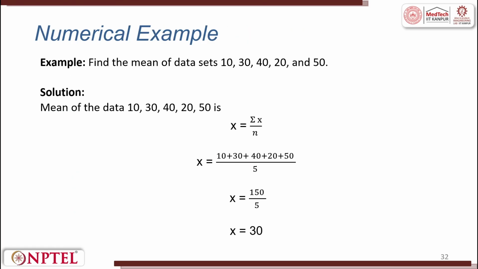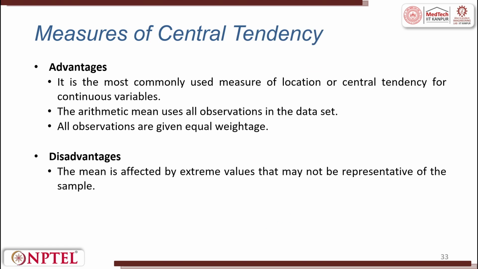So here is a simple data set: 10, 30, 40, 20, 50. For the mean, we just take the sum and divide by the number of observations, 5. The mean is 30. It is a simple calculation. Advantages of the mean: it is the most commonly used measure of location or central tendency. Measure of location is also one of the terms used for measure of central tendency for continuous variables. Arithmetic mean uses all observations in the data set. All observations are given equal weightage, that is, randomness is assumed.